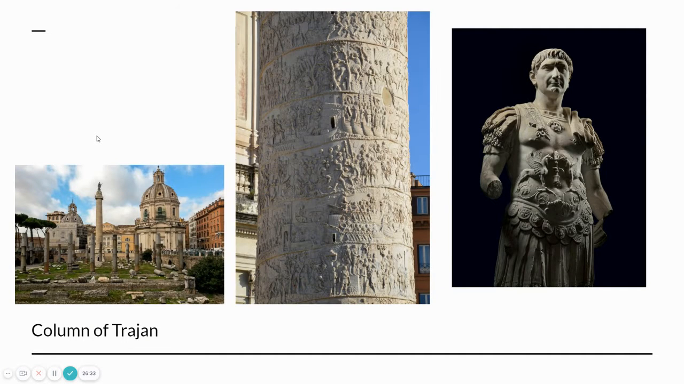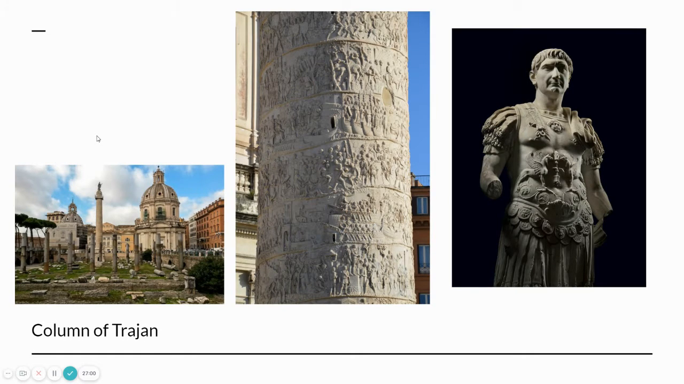Okay, moving on to our next sculpture. The sculpture is actually kind of a replica of a column. At least it takes a column shape. It's not a column like we know it. It's not necessarily an architectural feature on some sort of structure. It's a freestanding column, but it's called the Column of Trajan.